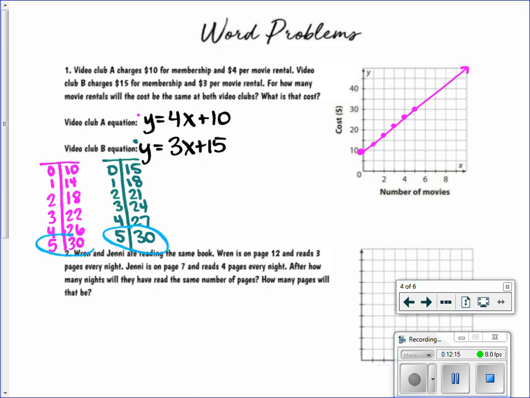Whatever point they both have, that's our answer. But we're also asked to graph it, so we have to graph the thing that's going to match with it. So (0, 15), geez. (1, 18), (2, 21), (3, 24), (4, 27), (5, 30).